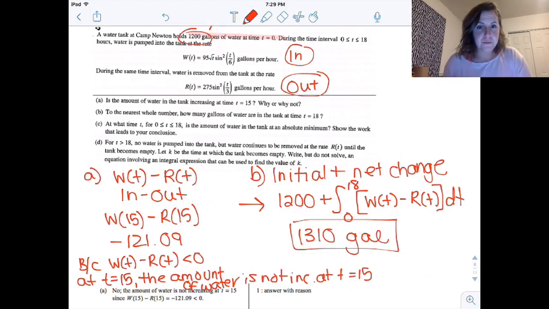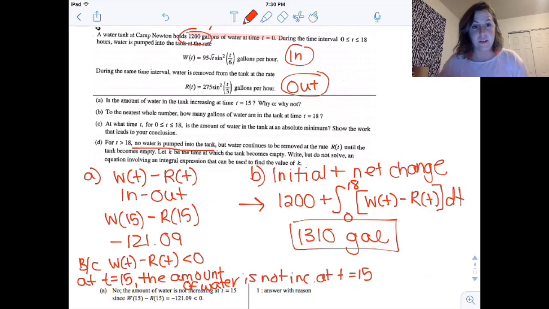Okay, so let's look at part D on this one really quickly. D says for t greater than 18, no water is pumped into the tank, but water continues to be removed at R of t at that same rate until the tank becomes empty. Let K be the time when the tank becomes empty. Write, but do not solve, an equation involving an integral expression that can be used to find the value of K.